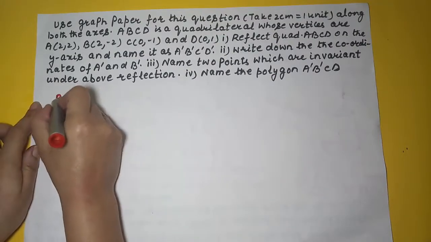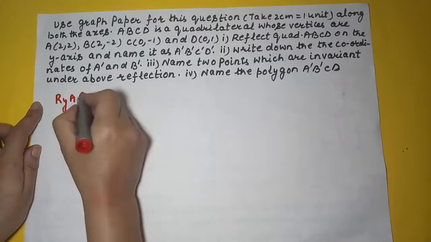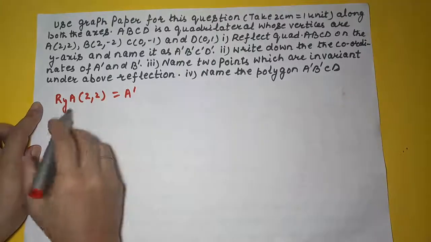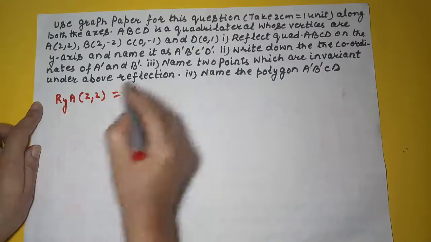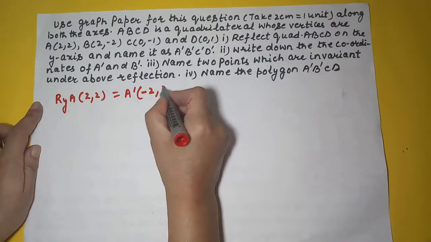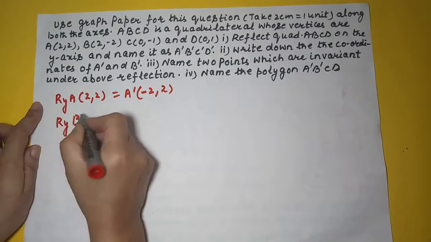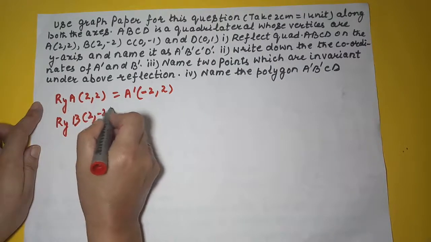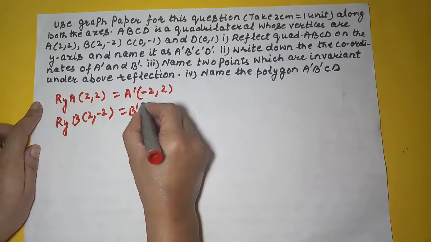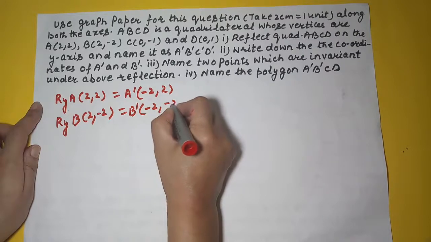So I have reflection of point A along y-axis. 2 and 2 will give me A dash, and when I am reflecting a point through y-axis, the sign of x coordinate changes. So it is minus 2 and 2. Similarly, I am reflecting point B, which is 2 and minus 2. So this will give me B dash as minus 2 and minus 2.